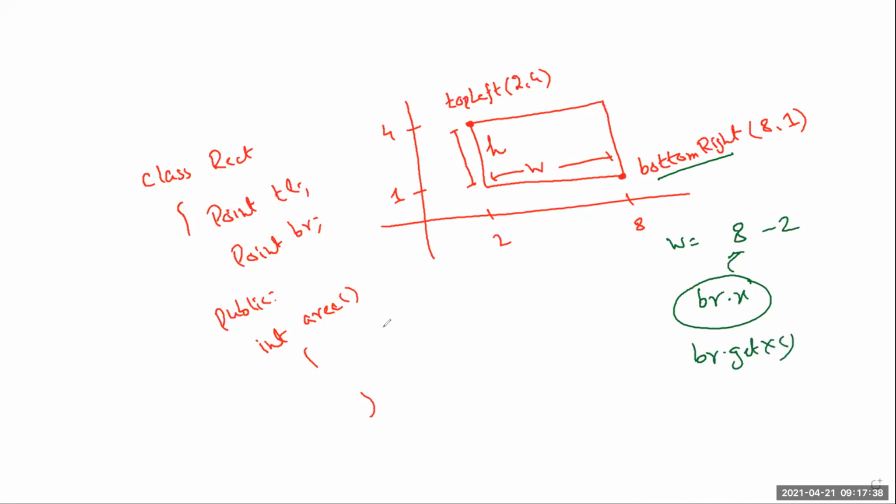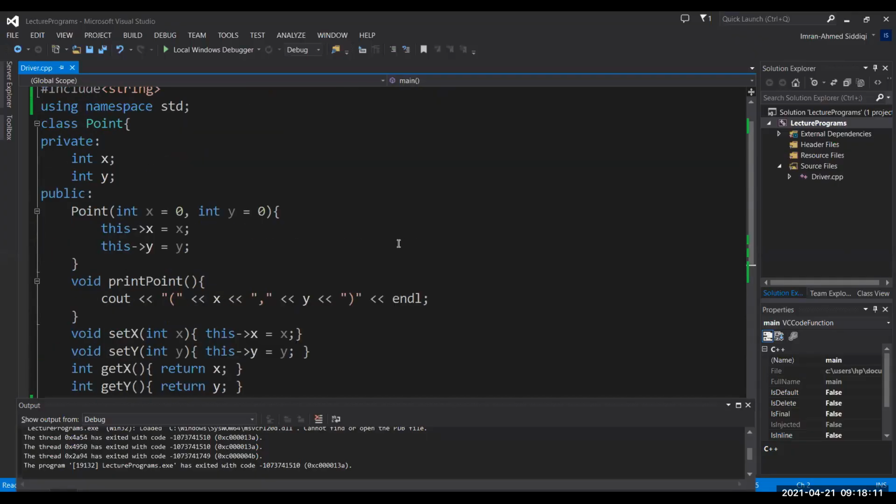But now you see, if I can make this class rectangle a friend of the point class, the rectangle class will be allowed to access the private data of the point class. So I will be able to directly write bottom right dot x dot y, right? So it will simplify my program. Okay, since we already have the point class, let me quickly add the rectangle class and make it a friend of the point class, and rewrite the area function where we can directly access the private data of the point class.